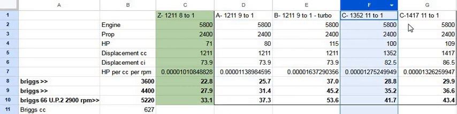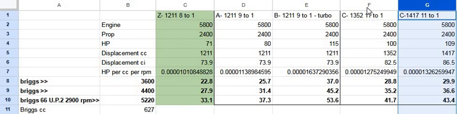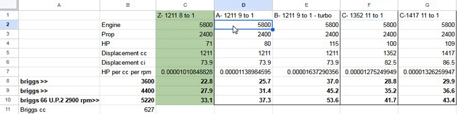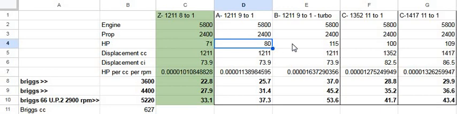Then this one's got more displacement, and this one's got even more displacement, but they're both higher compression, 11:1. So we got 9:1 in the first two, 11:1 in the next two, and the last two are even bigger. So they run theirs at 5,800 RPMs across the board, and they're turning 2,400 on the prop. So I had the redrive ratio in here, but who cares? It's not 1.8:1, okay? So the 1211 at 9:1 is making 80 horsepower.